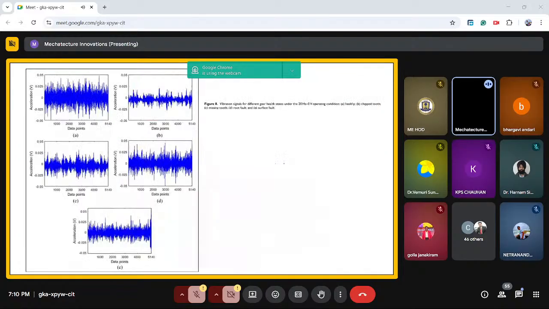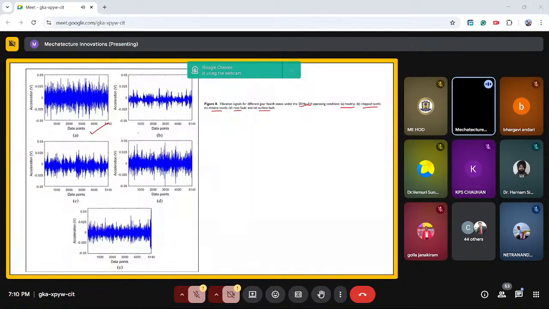Okay, so this is utilized to find whether there is a sudden increase in a peak or not. So this is the signal of data points. You can see at a 20 hertz speed at zero torque. 0 volt means zero torque, and 20 hertz speed. We give the input of healthy, chipped tooth, missing tooth, root fault, and surface fault.